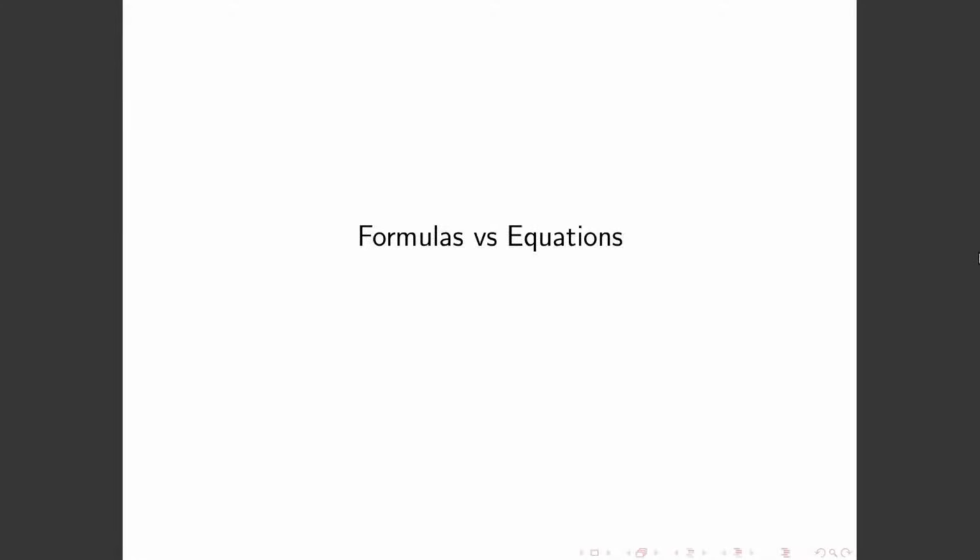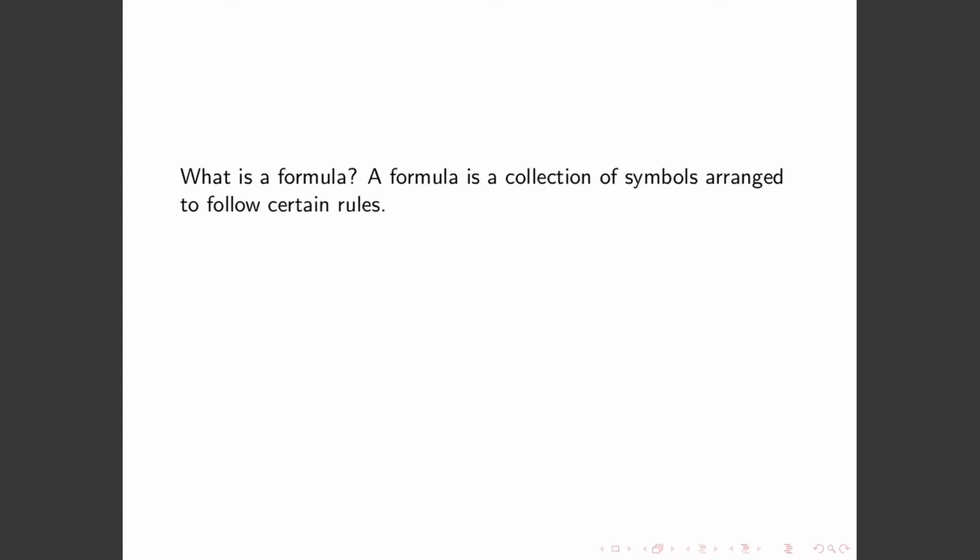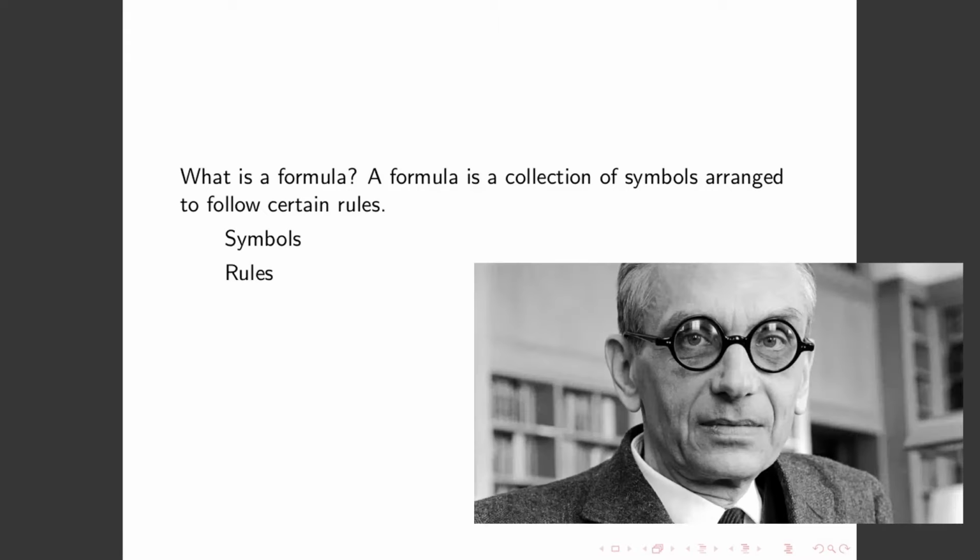The first step to understand the difference between formulas and equations is to know what a formula is. A formula is nothing more than a collection of symbols arranged so that it follows certain rules. A formula is a collection of symbols that follow certain rules. This definition of formula comes from mathematical logic, and it is very important in the most abstract areas of mathematics.